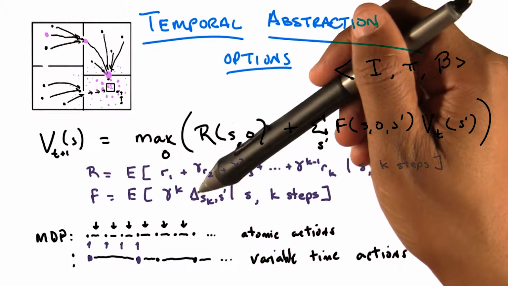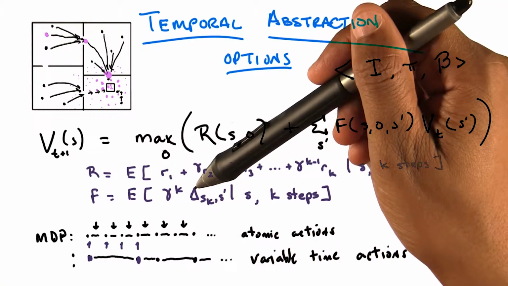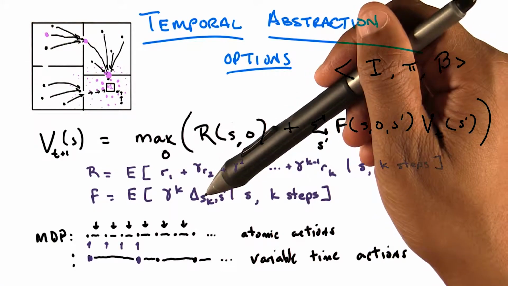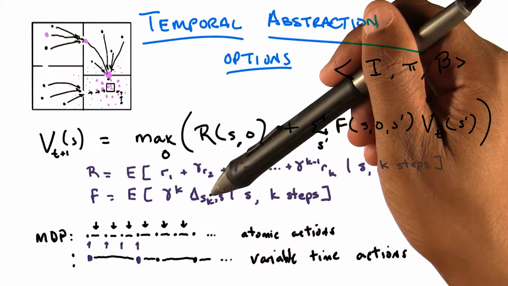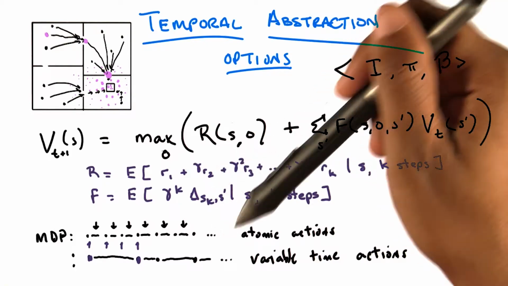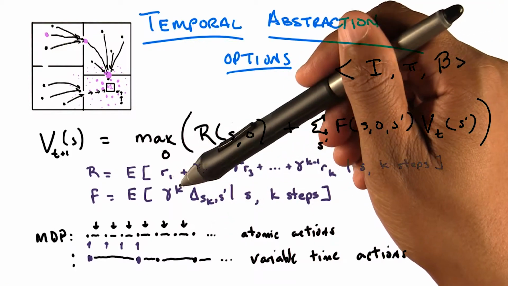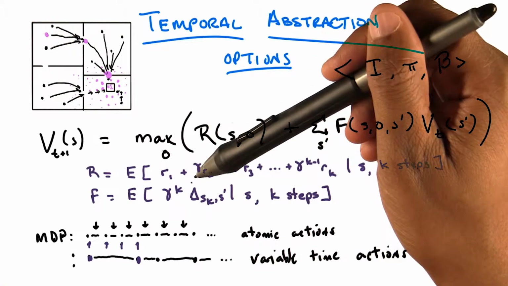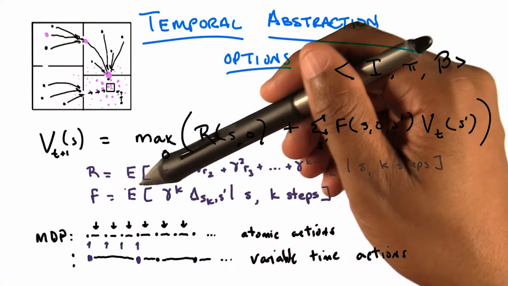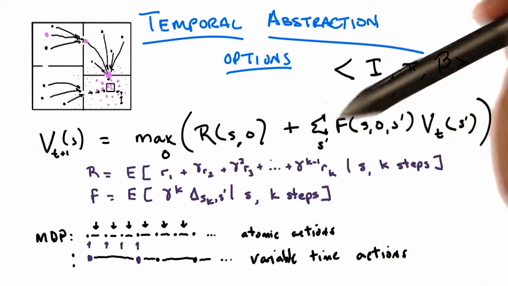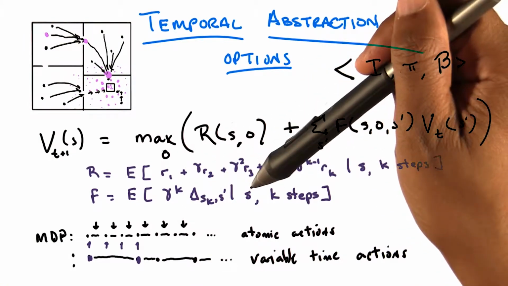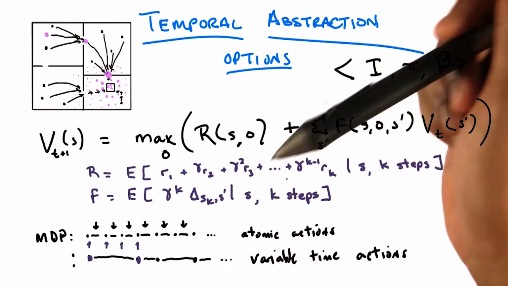This delta is because I can't draw lowercase delta as well. This is a delta function. It is 1 in the case where the kth state that I see is actually equal to S prime and 0 otherwise. And delta to the K is just the discount factor raised to the kth power. So F is an expectation over, after I've executed the option, that I will end up in state S prime, having started in state S and having taken K steps.